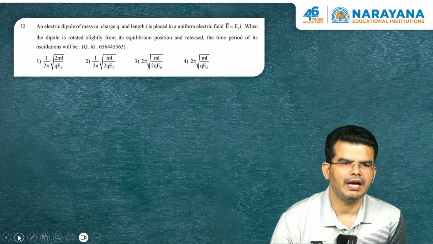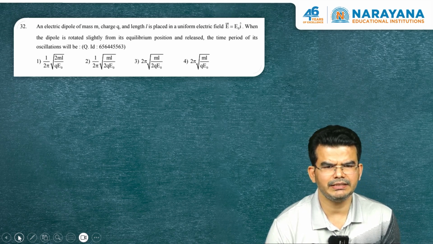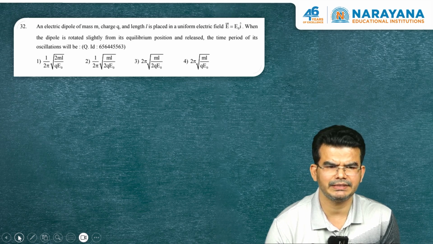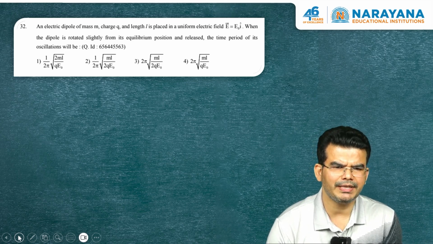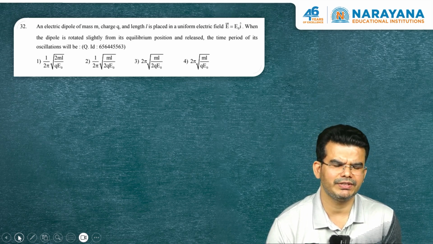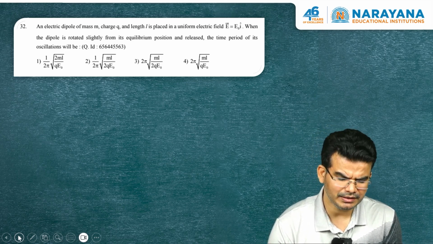An electric dipole of mass m, charge q and length L is placed in a uniform electric field E equal to E naught i cap. When the dipole is rotated slightly from its equilibrium position and released, find the time period of its oscillation. Very simple question. Again, here something we have to understand.